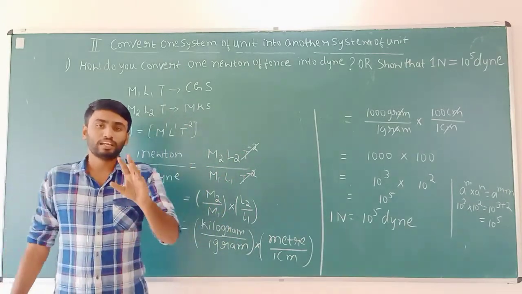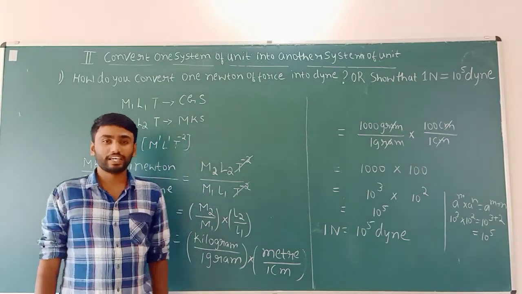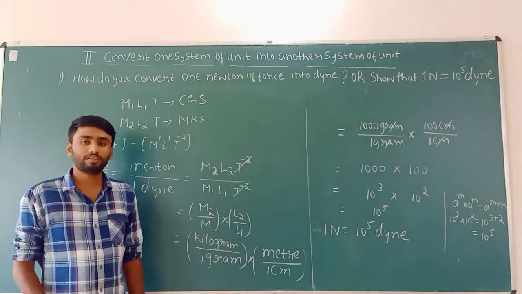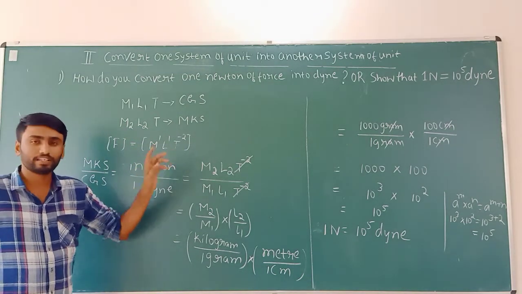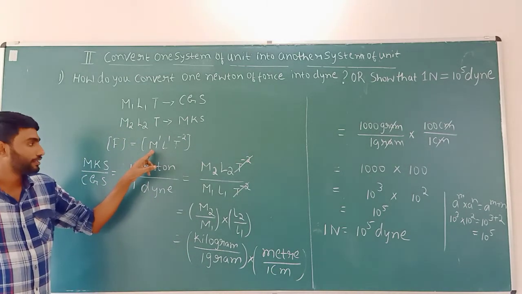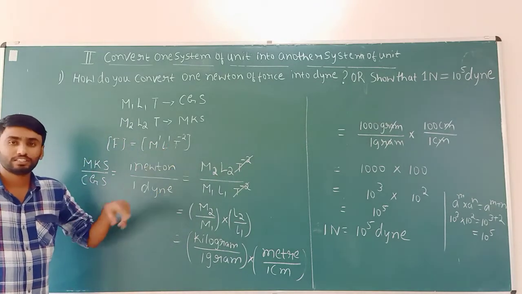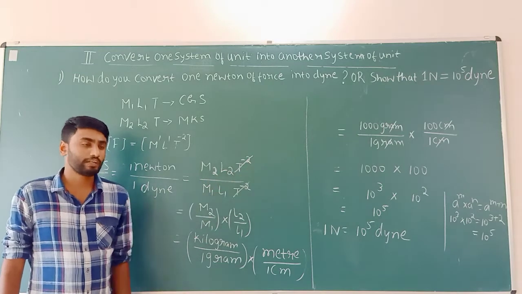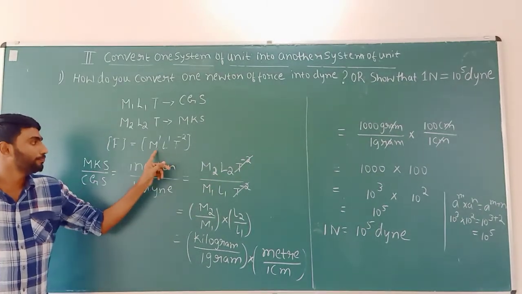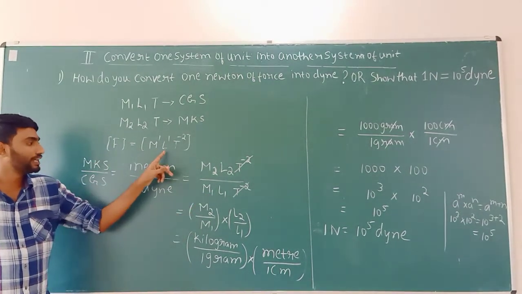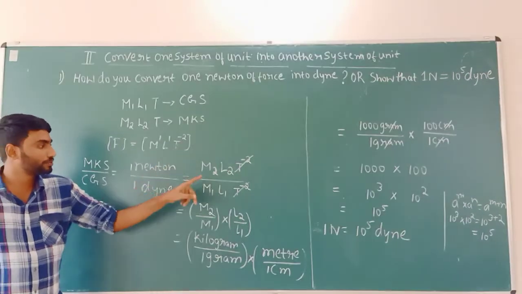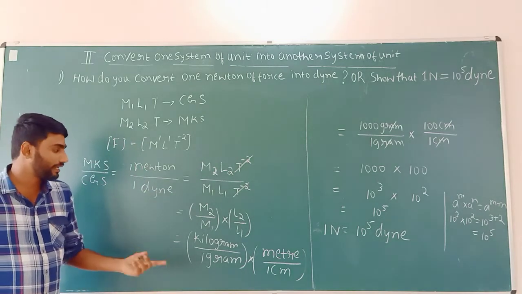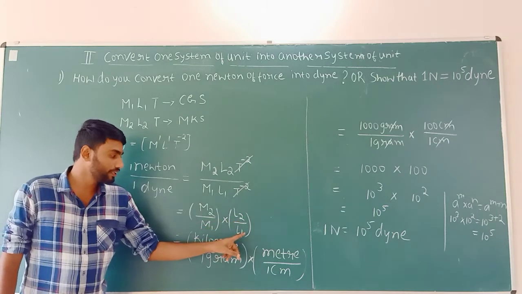I will repeat once again. MKS by CGS, 1 newton per 1 dyne. In the dimensional formula of force, m power 1, l power 1, t power minus 2. Here, in the m place, in MKS we write m2; in the l place, l2; and t power minus 2 is the same. In CGS, m1 in the m place, l1 in the l place, and t power minus 2 the same. The above equation can be written as m2 by m1 into l2 by l1.